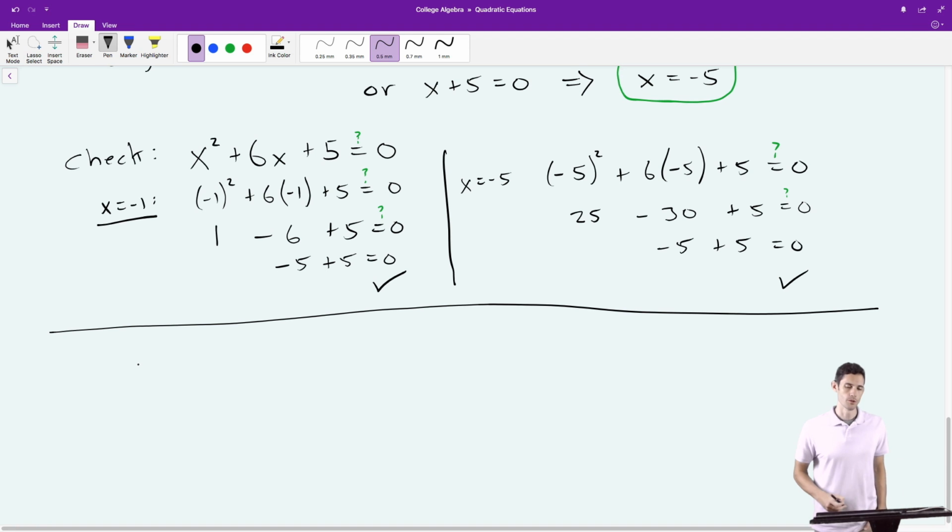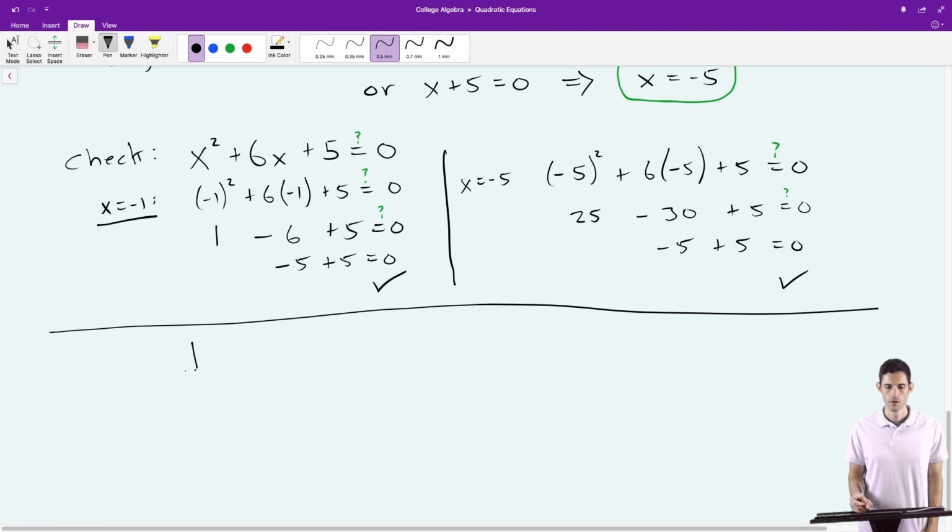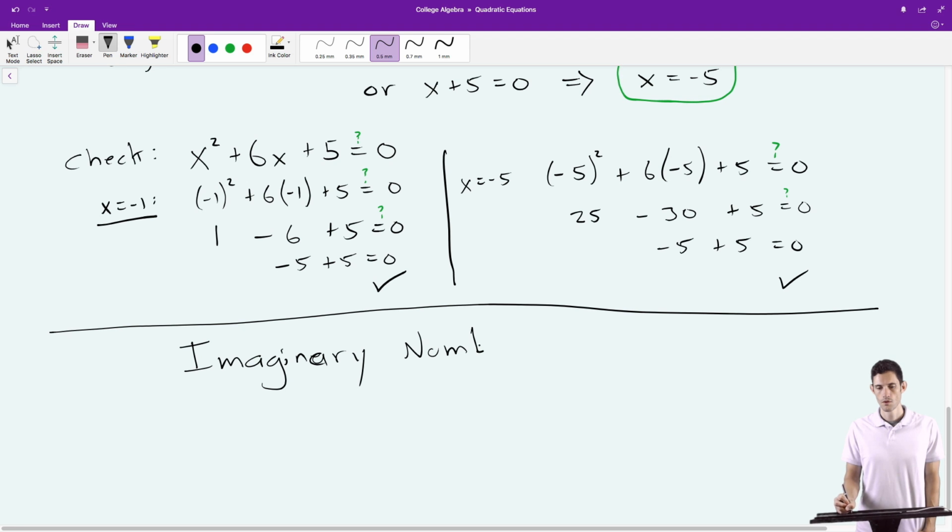So let's go over imaginary numbers. So far, in the examples above, underneath the square root, I had positive numbers. But that's not always the case. Sometimes I have a negative number under the square root. And so in that instance, we're going to use this definition.